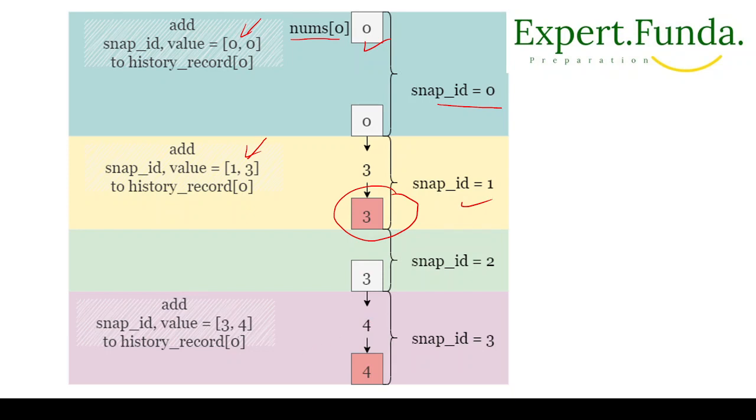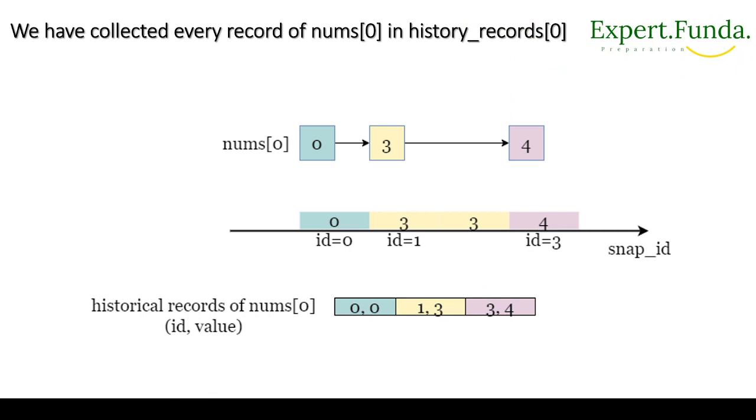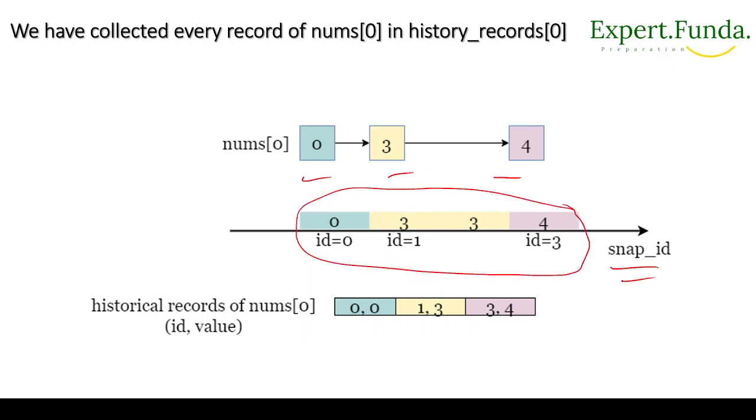Similarly we'll take 3 4, so at this index we'll take 4 value, let's suppose, and we'll take the snapshot. We are adding it in the history. Now we have collected every record in the nums 0 and in the history record. So it will look like 0 3 and 4 that we have added like this. At each id we have the element, and this is nothing but our snapshot id.